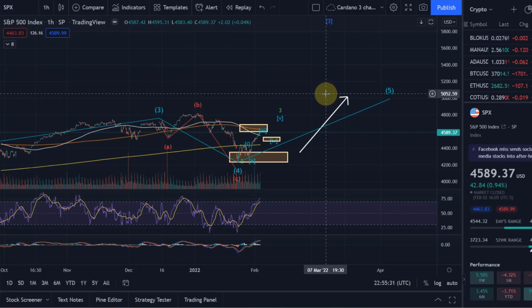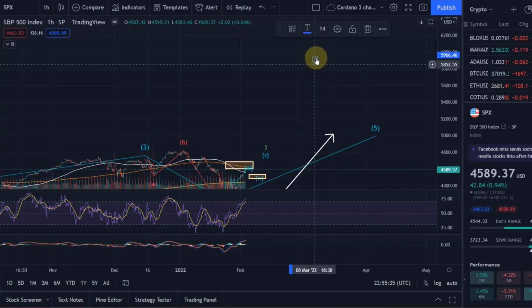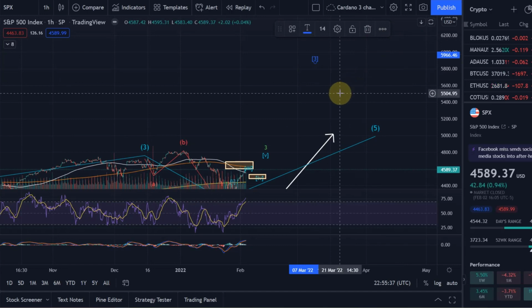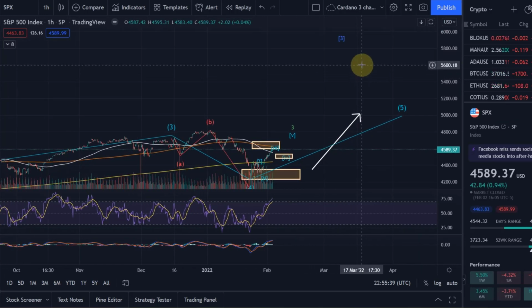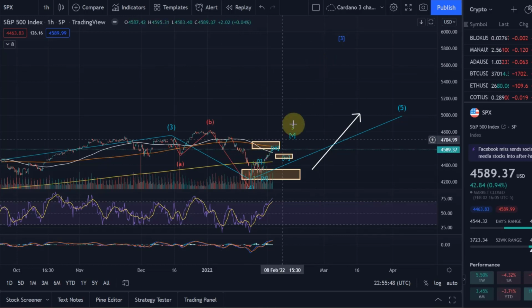So we are still in an uptrend. There's no reason to panic. But when the wave 5 of this degree will be finished, and that could be next year, then you can expect quite a bit of, you could call it a crash. That will be a crash, but we are still quite far away from that.